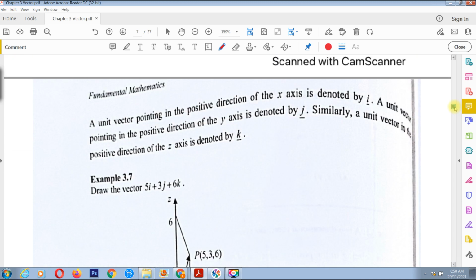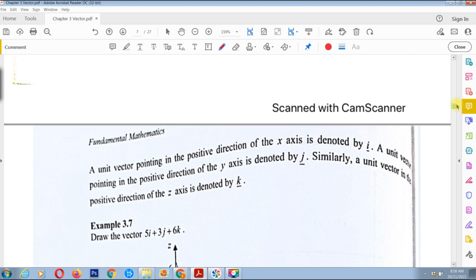You need to imagine. Sometimes some problems in vectors need a kind of imagination. You need to be able to imagine where is the position of the vector. A unit vector pointed in the positive direction of the x-axis is denoted by i. A unit vector pointed in the positive direction of the y-axis is denoted by j, and similarly, a unit vector in the positive direction of the z-axis is denoted by k.